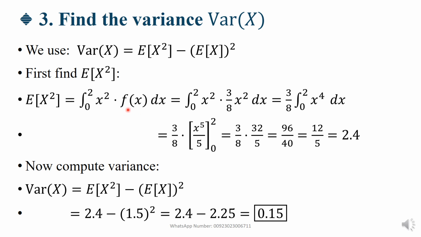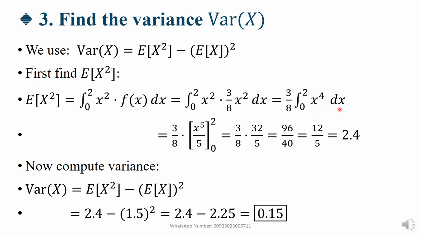What is f of x? You know the value of k and x square. The value of k is 3 upon 8 and x square we write here. Now you can see x square and x square, both powers add: 2 plus 2, 4, because the same variable is given. And the constant number 3 upon 8, then the integration from 0 to 2 of x power 4 dx.